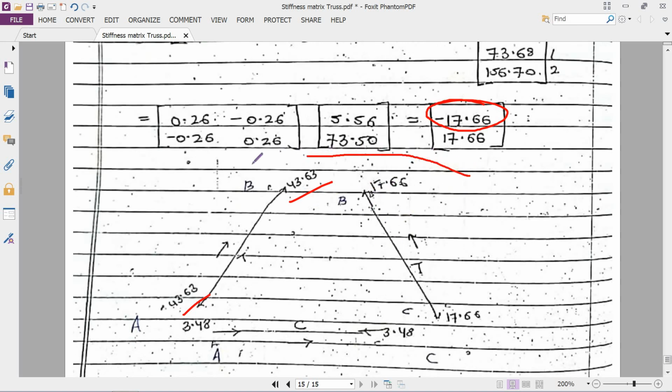So this way you can plot your final axial force diagram by using the stiffness matrix. So by using this stiffness matrix you can calculate the unknown displacements as well as the axial forces in the trusses. Okay, so we will see more varieties of numericals based on the same concept, that is the stiffness matrix of a truss element, in our next lecture.